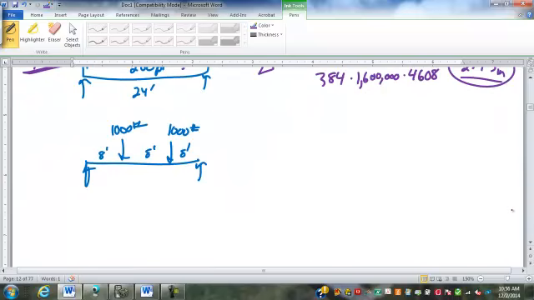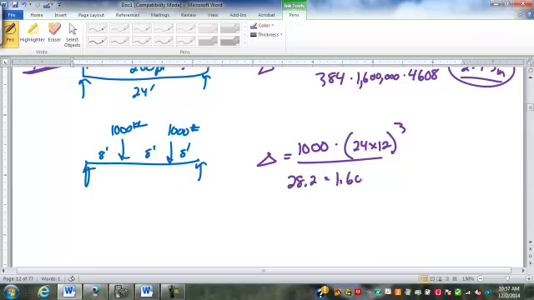Now we need to do the concentrated loads. We're going down to equation C down there, the third one in the table. 2 equally spaced concentrated loads. And I'm going to use the second version of the formula. It's P, which is each single load is 1,000 pounds, times L, so 24 times 12 to the third power, over 28.2 times 1.6 million times 4608.